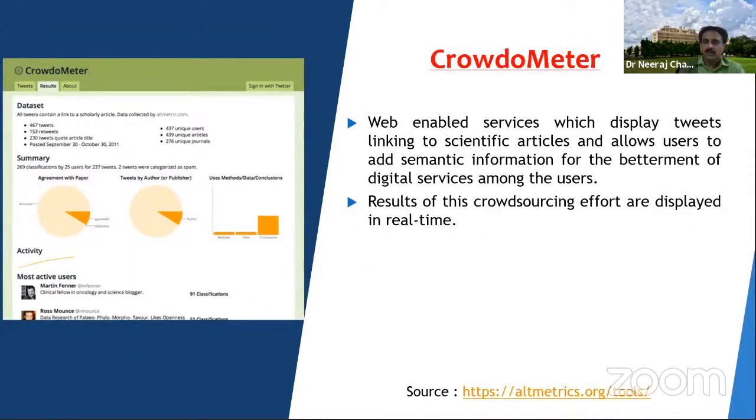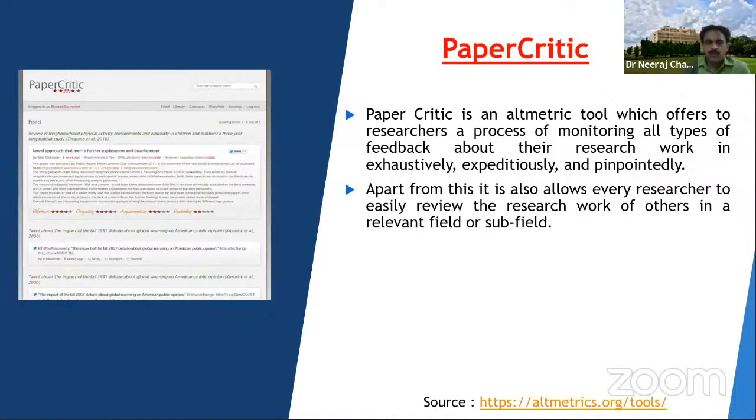Crowdometer is another source for getting this article level metrics. It is a web-enabled service which displays the tweets, linking, and scientific articles, and also allows users to add semantic information for the betterment of digital services among the users. Paper-centric is also one of the highly used altmetrics tools, which offers researchers a way of monitoring all types of feedback about their research work in an exhaustive, expeditious and pinpointed manner. Apart from this, it is also allowing every research scholar to easily review the research work of others in a relevant field or subfield.